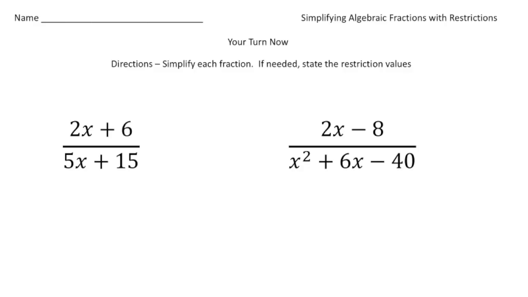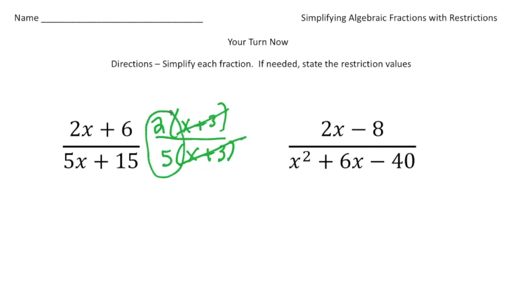Alright, welcome back. Let's see how to do these practice problems. So here we had 2x plus 6 divided by 5x plus 15. And again, I'm going to take out a common factor here of 2. So that should be 2 times (x plus 3). And here I'm going to take out a common factor of 5. So that'll be 5 times (x plus 3). And in this case, we have a common factor of x plus 3. So our answer is just 2/5.